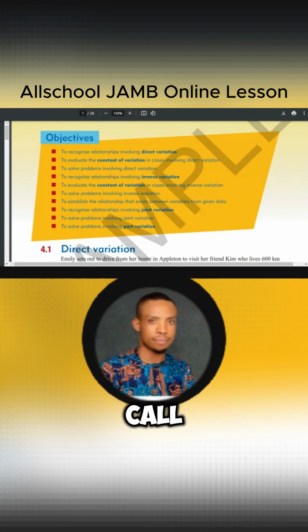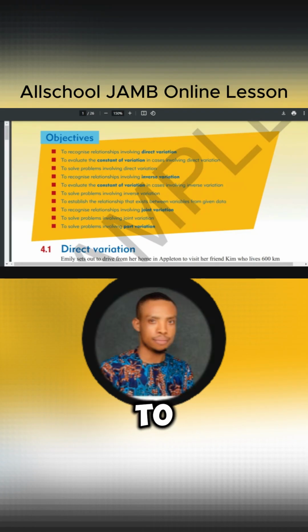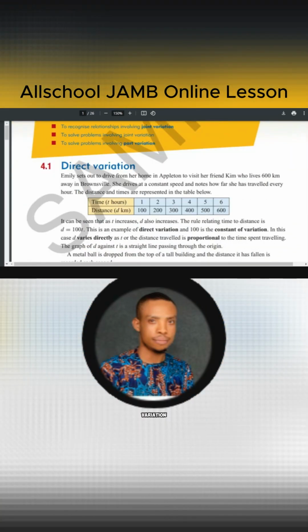Okay, so now I want to look into types of variation. Now there's something we call direct variation. You understand? We have direct, we have inverse or indirect, we have joint variation, we have partial variation. So by God's grace, we're going to be looking into all these things tonight, as God will lead us. Okay, so let's quickly go into direct variation.